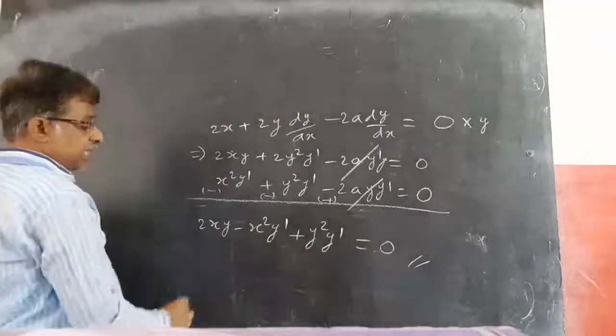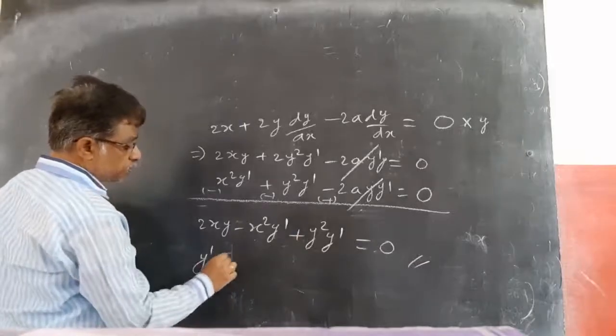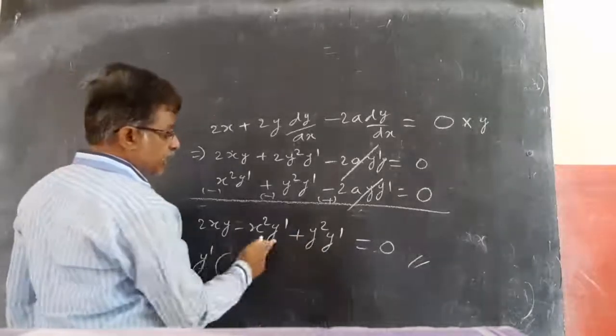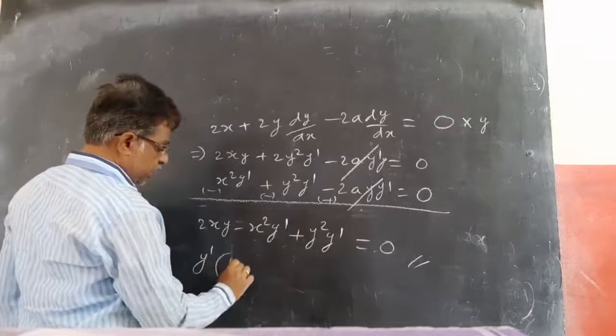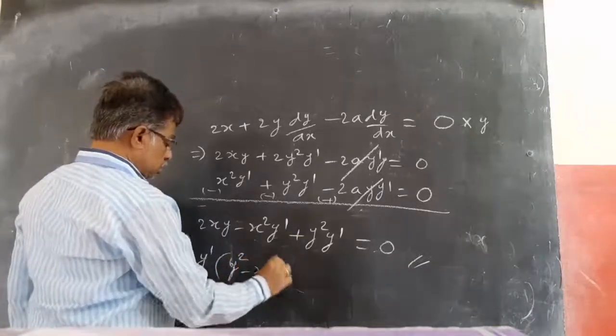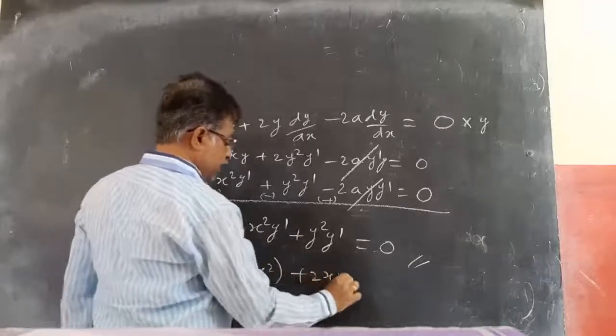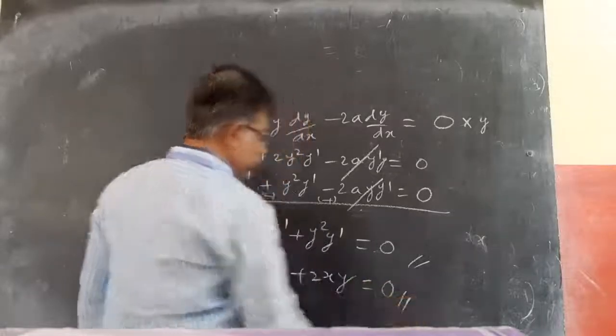If you want, take y dash common, because depending on the options we always have to proceed. So if I take y dash common, this becomes y square minus x square plus 2xy equal to 0. This is our option.